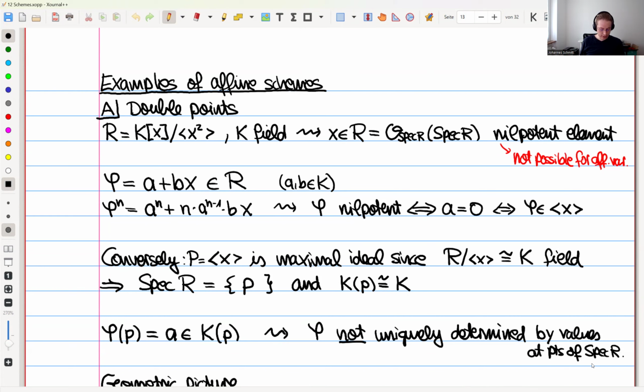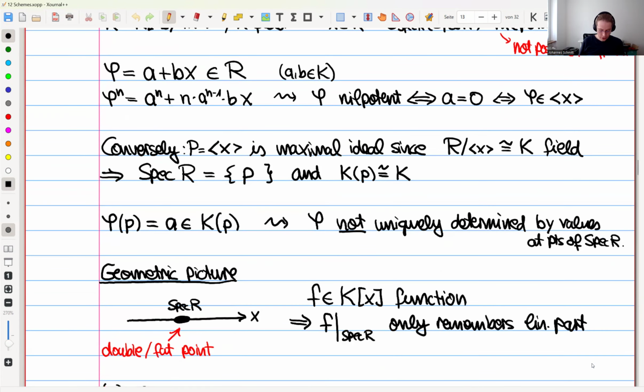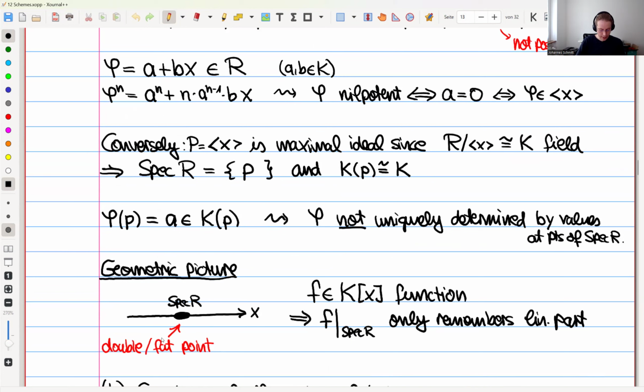You need to specify these functions in some other way. Okay. And so this was a bit of algebra, and then the geometric picture that you can have in mind is that the Spec R, as we are going to see a bit later, sits inside the affine line like this, so in Spec K[x], and you can see it as a point sitting at 0, but in fact it's what is called a double point, or sometimes a fat point.